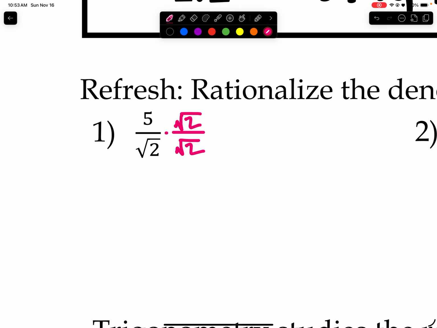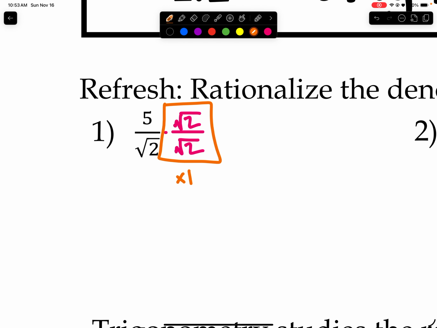So if I were to simplify this fraction right here, we're multiplying by a value of 1. So I'm not changing the value, I'm changing the form. Like when you freeze water, you get ice. You're changing the state of matter, you're not changing the molecular makeup. So kind of the same idea here, we're just changing the way it looks.